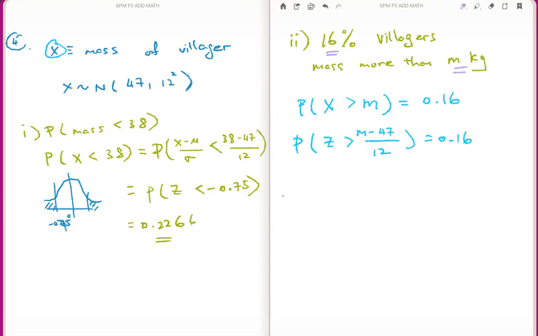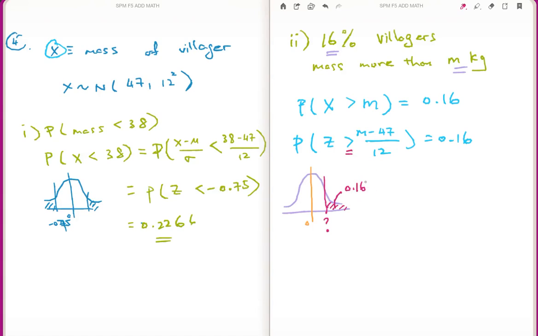So in order to sketch the bell curve, the mean is the center. Definitely m is more than 47, so the area more than that is small enough to be 0.16, because based on the question it says more than. If it were less than, it would possibly be over the left hand side. So be sure that you label the correct area, and they ask for what this number is.